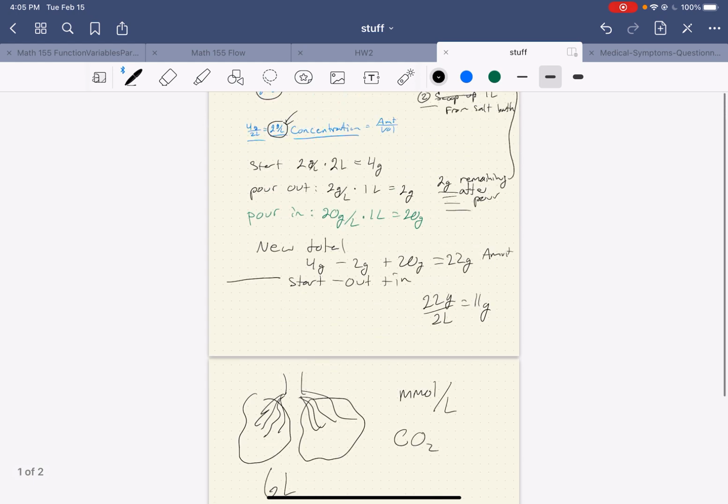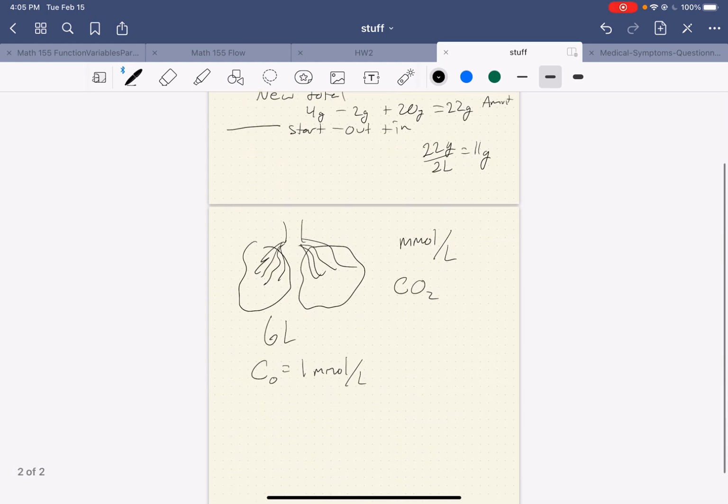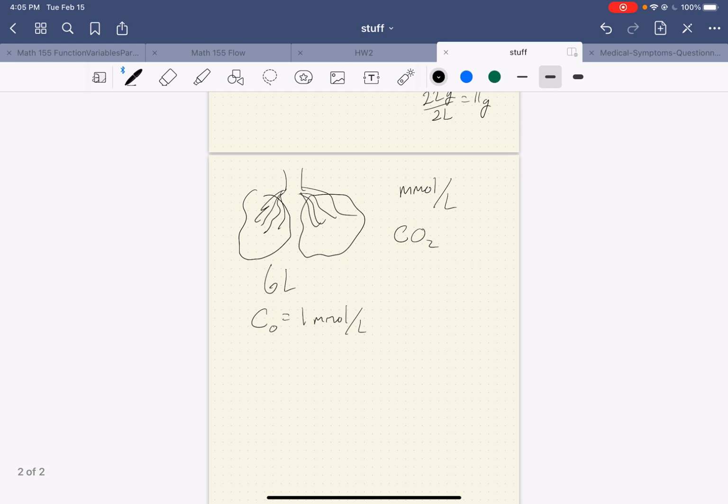Now, instead of pouring out water, the analogy is I exhale. Okay? So I exhale, and maybe I exhale 1.5 liters of air. If I do that, that means I have 1 millimole per liter times 1.5 liters. Liters cancel. I've gotten rid of 1.5 millimoles of CO2 in that exhale.